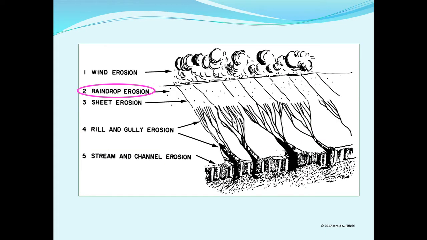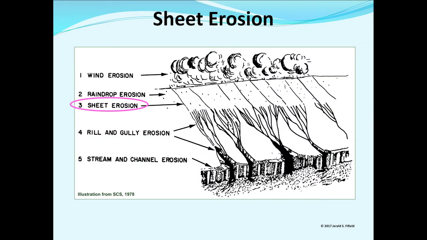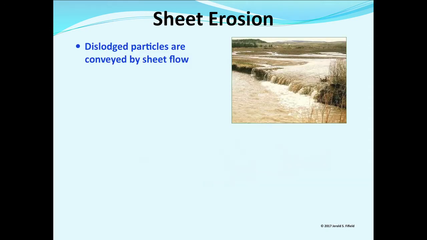There we go. This is the one you're interested in, raindrop erosion. Without a doubt, one little raindrop can do a heck of a lot of damage. Try picturing millions of raindrops coming down in a storm event. Then you've got sheet erosion, where water just flows over the land.